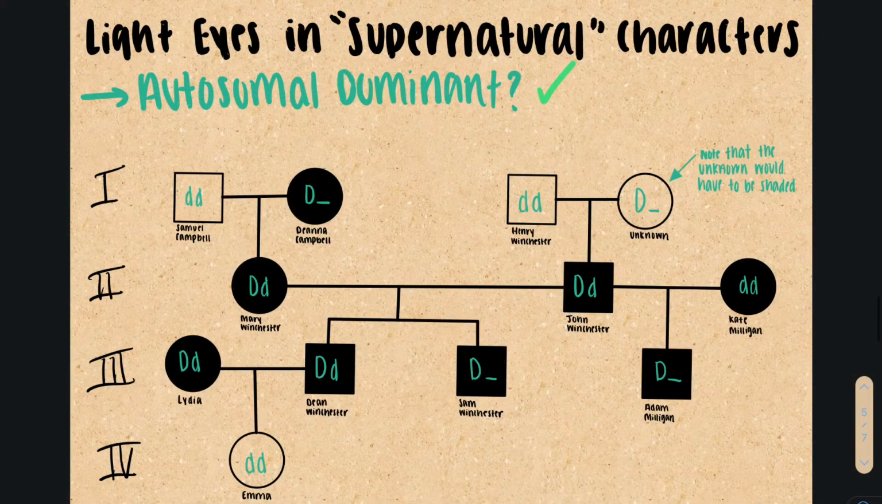In case of autosomal dominant, all the unshaded shapes must have two recessive alleles and the shaded shapes must have at least one dominant allele. We can see that this is the only method of inheritance that is consistent with our pedigree.